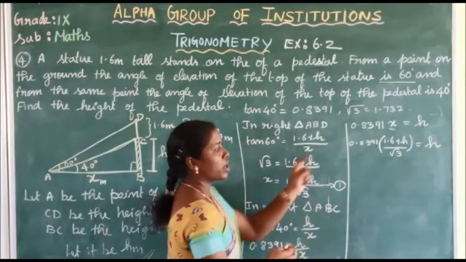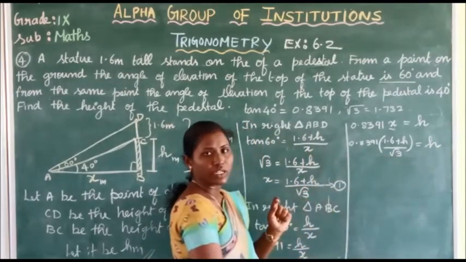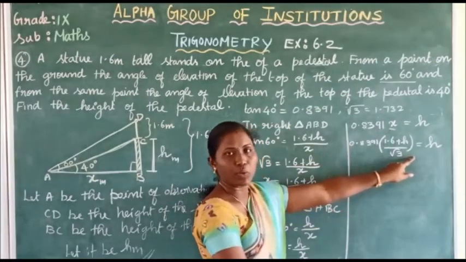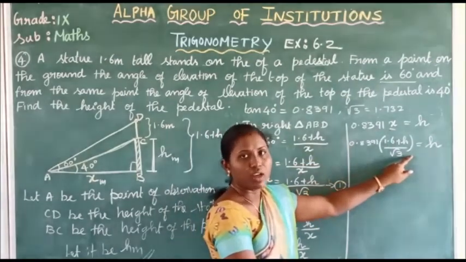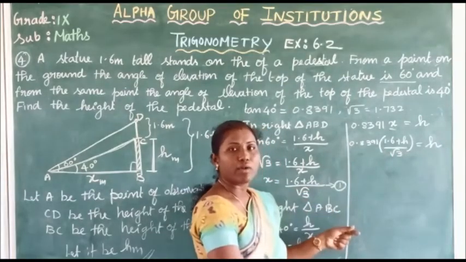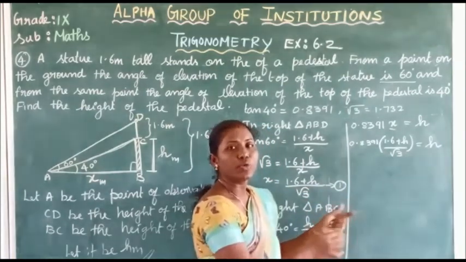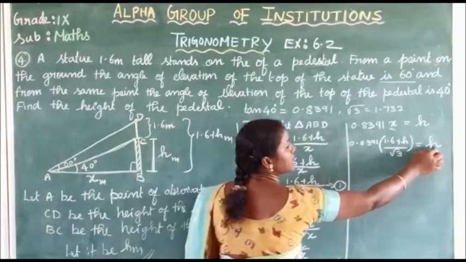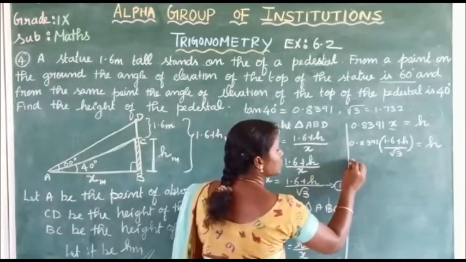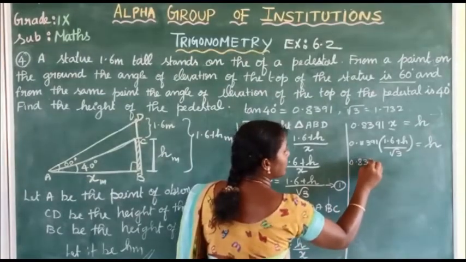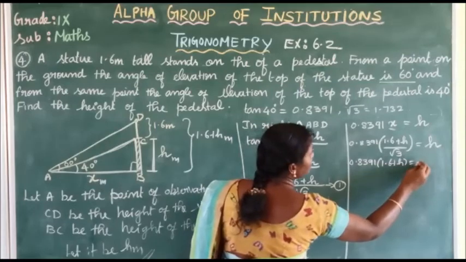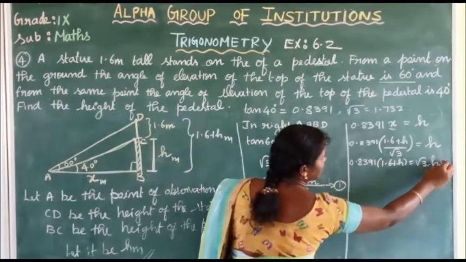Now see, there is no x in this equation. We substituted the value for x, and only the variable h is there. So if you solve, we can get the value of h. First, here root 3 is in division; if it goes to the other side, it is under multiplication. So 0.8391 into (1.6 plus h) is equal to root 3 into h.